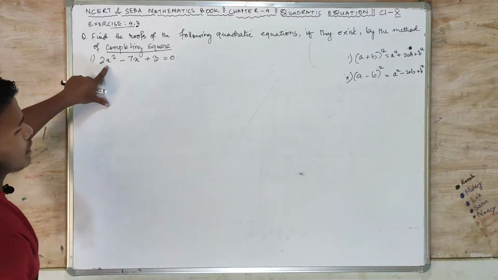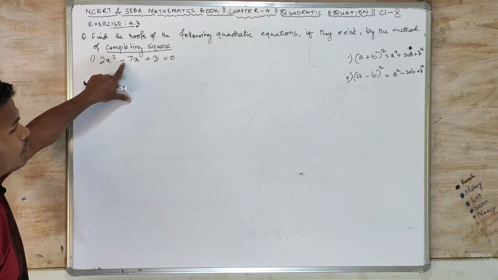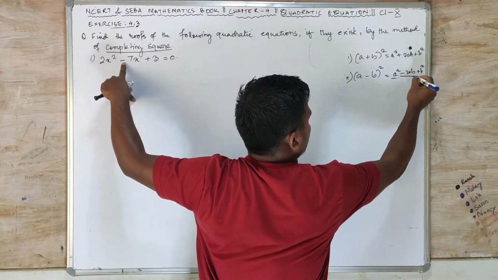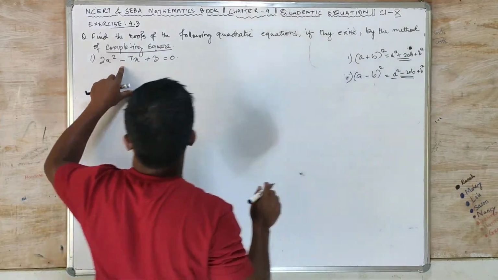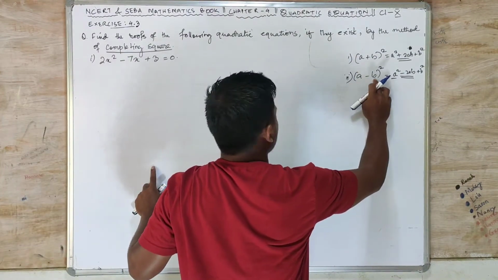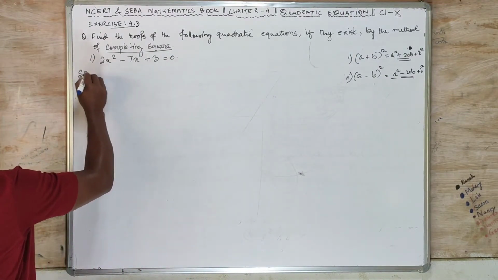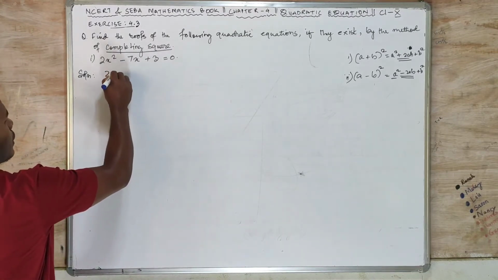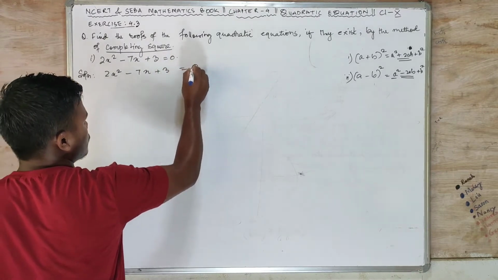So in the first number, let us say the first term is a and the second one is c. Here you have got a negative sign, and since it is minus here, you are going to use the (a minus b) whole square formula. So to tackle this type of problem, 2x square minus 7x plus 3, which is equal to 0.